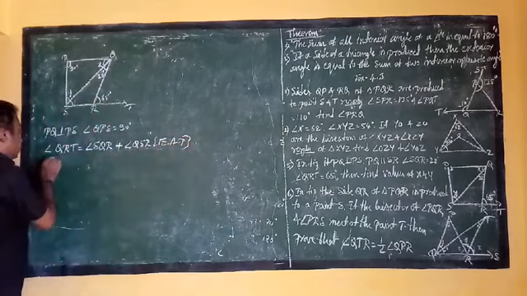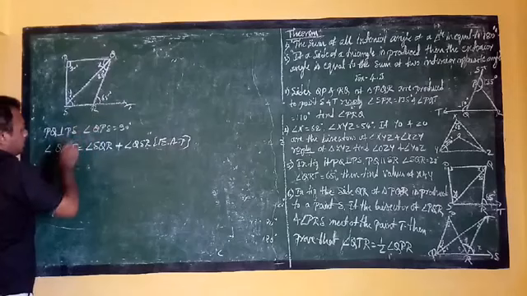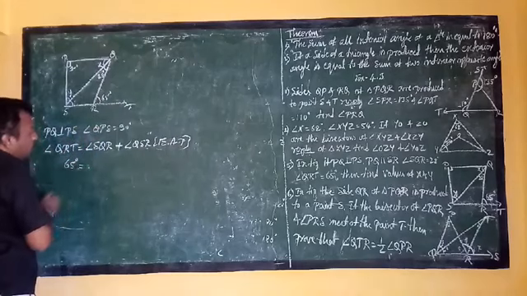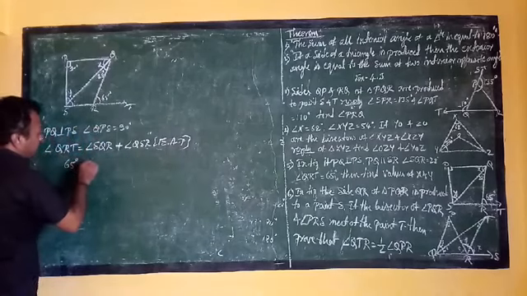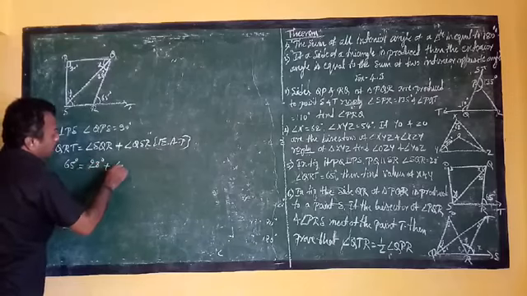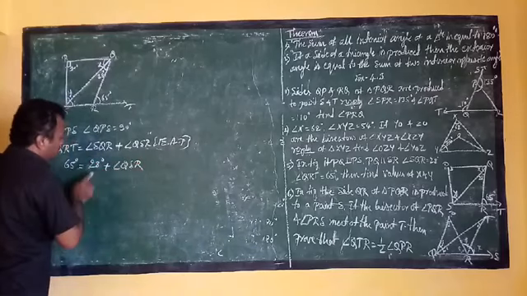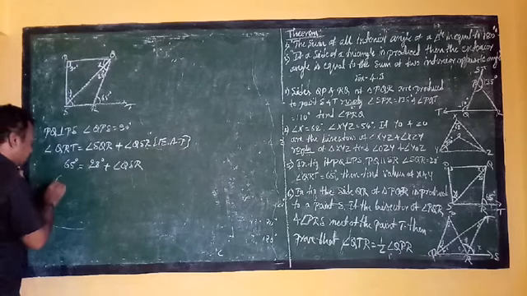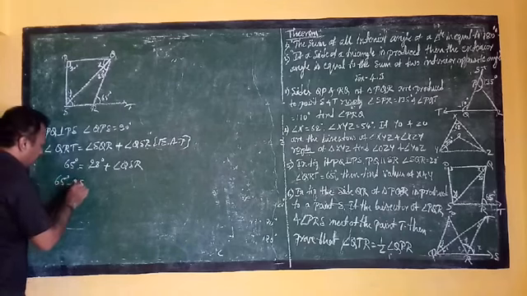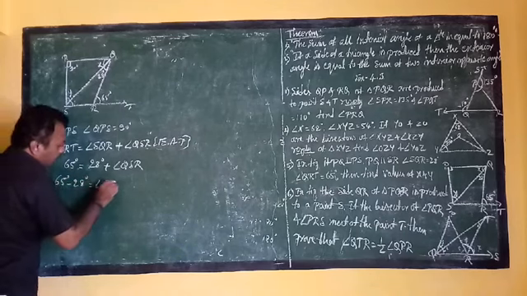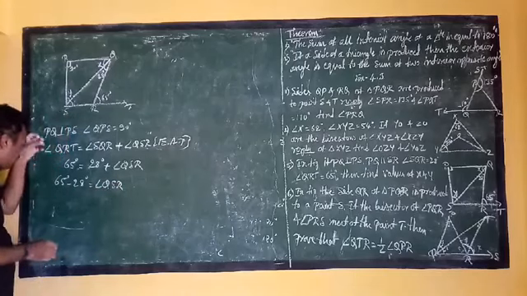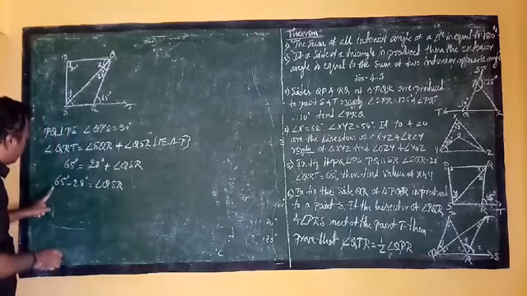Okay. See, QRT how many degrees? QRT is 65 degrees. It is equal to SQR, 28 degrees, plus QSR, which we want to calculate. So 65 degrees minus 28 degrees is equal to angle QSR. So what is 65 minus 28?